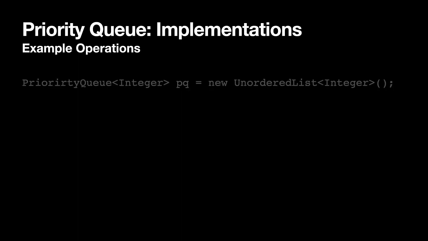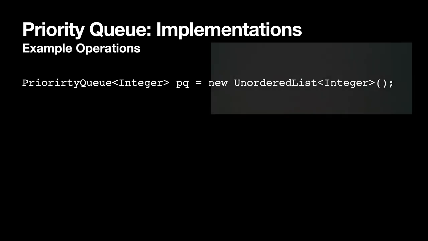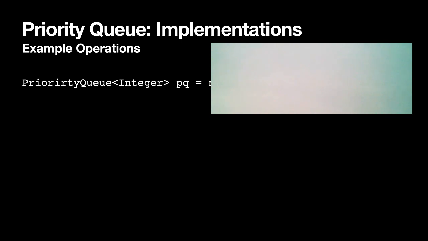So first off, we have to get an instance of a priority queue. In this case, we'll be using an unordered list of integers for our priority queue. So we will create a new unordered list object with integers as the type that it contains, and we'll store that in a pq variable, for our priority queue. And then we'll do some operations. So let's start with an insert operation.